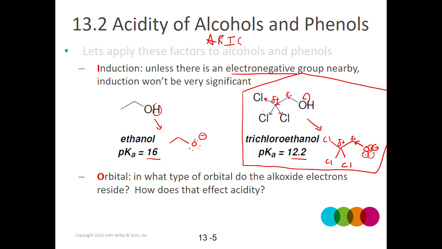The next factor is the orbital that's holding the charge. And in this case, for an oxygen, that's pretty much always going to be an sp3, unless there's resonance to stabilize it, in which case the resonance would be what would be stabilizing that. If there's no resonance and I'm looking at the orbital, it's pretty much always going to be an sp3. So that means that this factor won't allow us to distinguish between one alcohol and another.